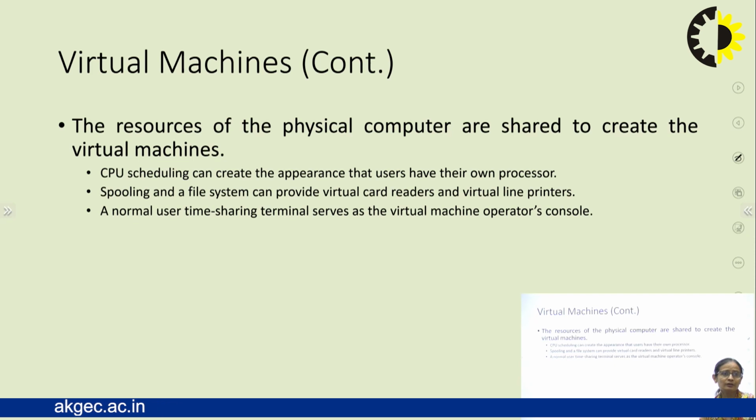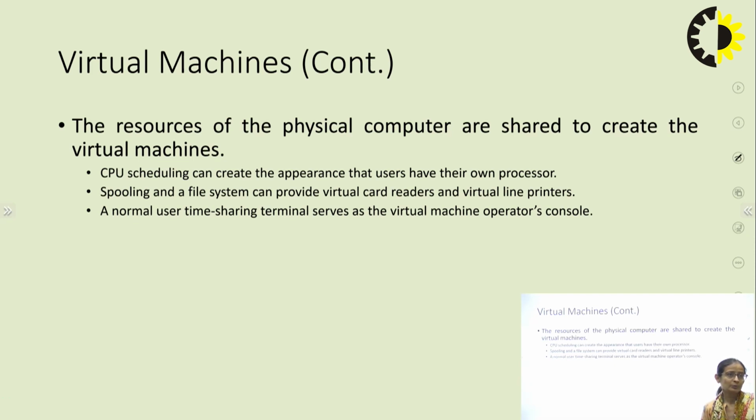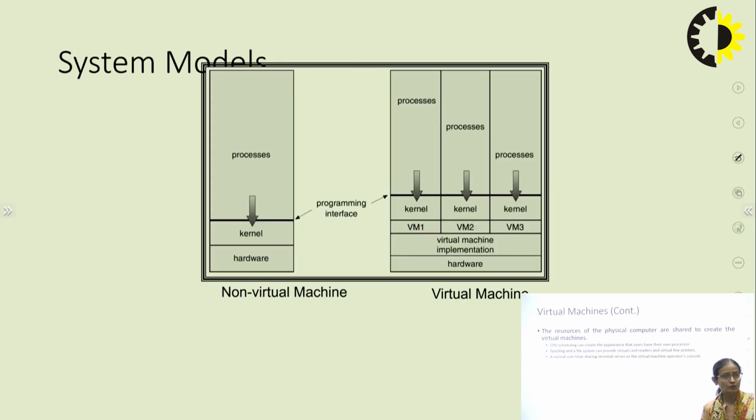The resources of the physical computer are shared to create the virtual machines. CPU scheduling can create the appearance that users have their own processor. Spooling and a file system can provide virtual card readers and virtual line printers. A normal user time-sharing terminal serves as the virtual machine operator's console.